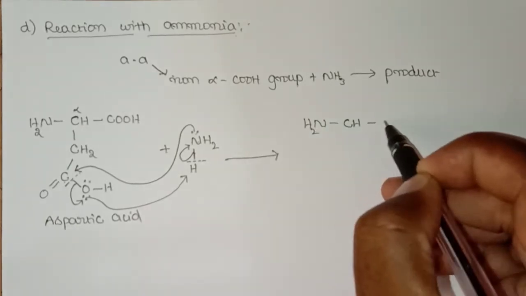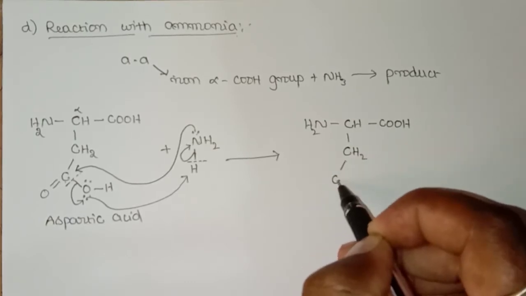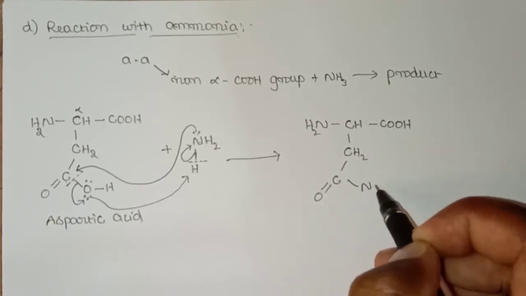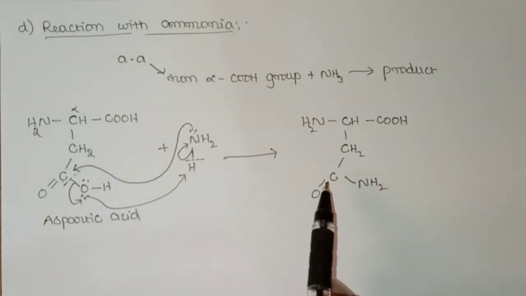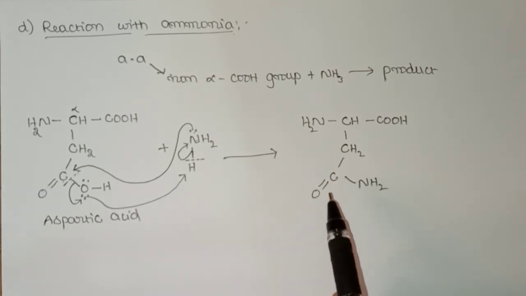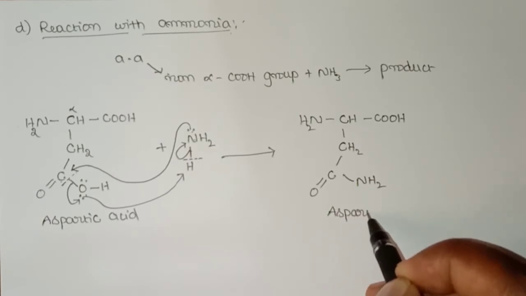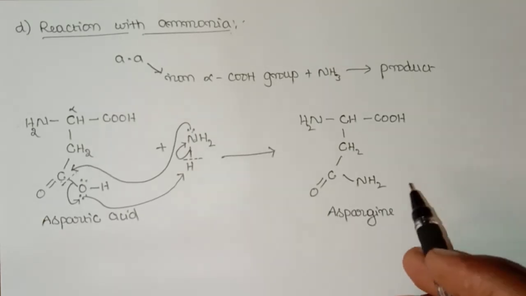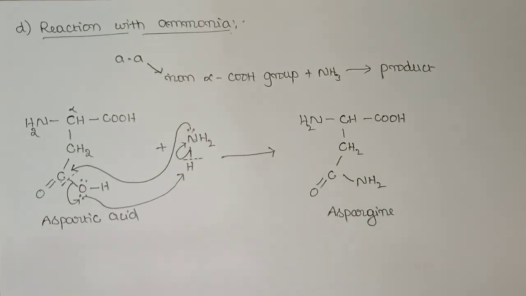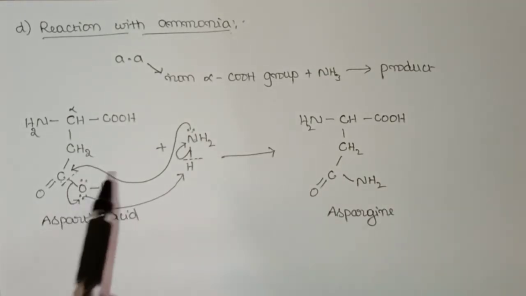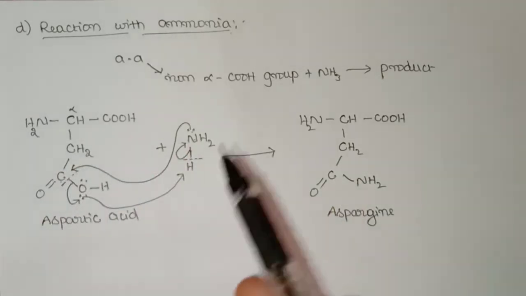NH2, COOH is the skeletal structure, CH2, C double bond O, and on this side we will have NH2. So a carboxylic acid has been converted into an acid amide, and we know that this is the structure of asparagine, meaning one amino acid has been converted into another amino acid. This is how the reaction actually happens between aspartic acid and ammonia. The same kind we can observe with glutamic acid. When it is reacted with ammonia, that results in the formation of glutamine.